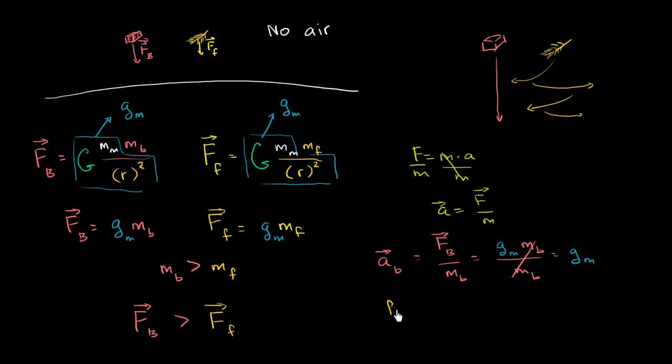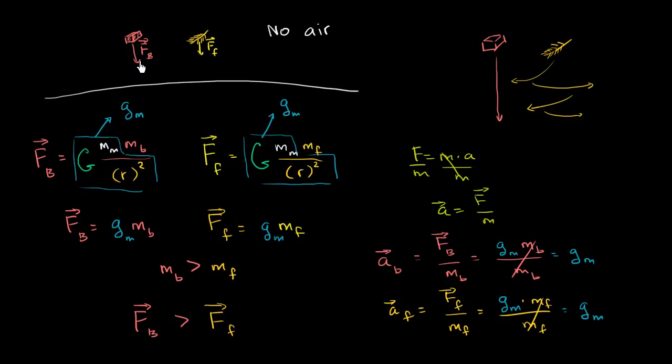The acceleration of the feather is going to be the force on the feather divided by the mass of the feather. The force on the feather is g sub m, g with the subscript m, times the mass of the feather. And then we're going to divide that by the mass of the feather. And so, once again, its acceleration is going to be that same quantity. So they are both going to accelerate at the same rate downwards, which tells us that they'll both hit the ground at the same rate.